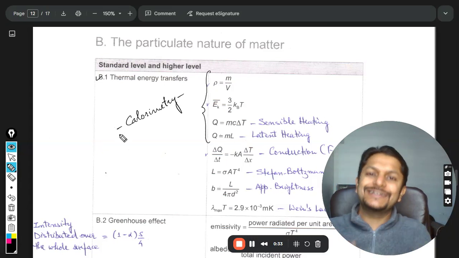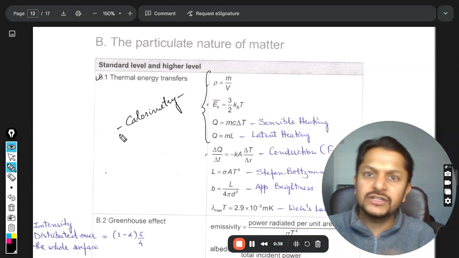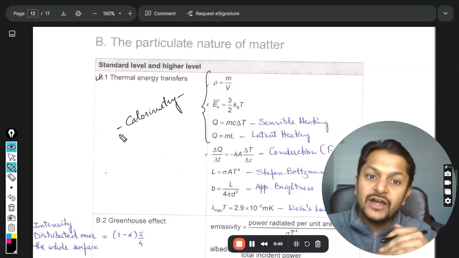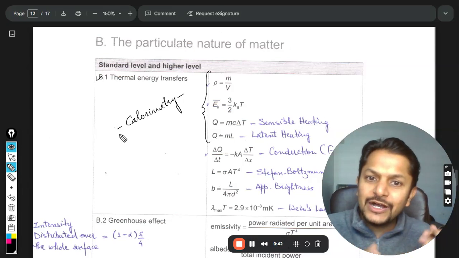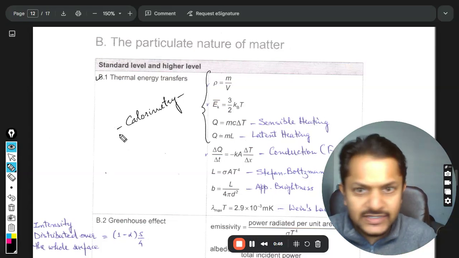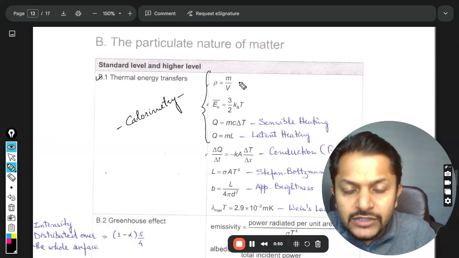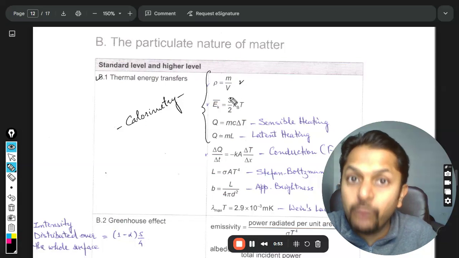in which they are talking about mixing two fluids. One fluid is maintained at a higher temperature, another fluid is at a lower temperature. We are mixing those two fluids together. Those kinds of things we would be doing in this part. So the formulas given here are, first of all, the density, that is mass divided by volume.